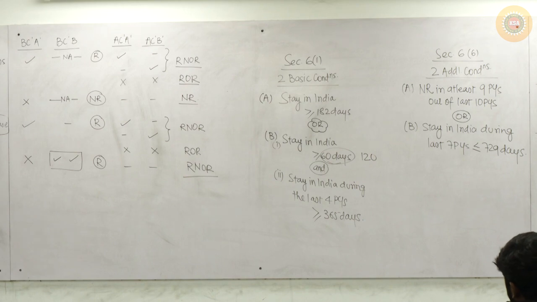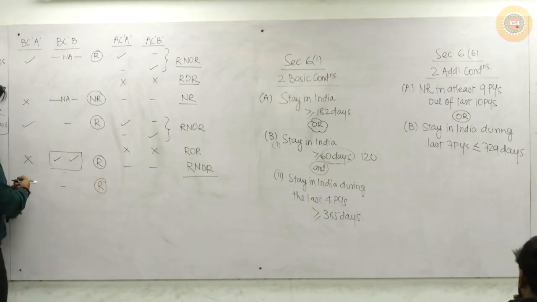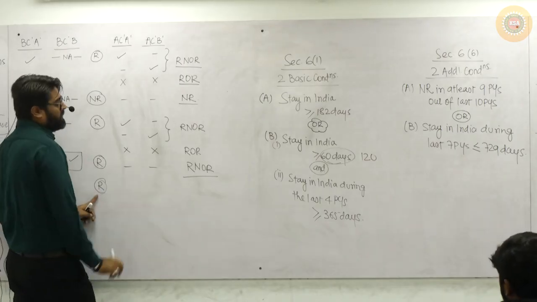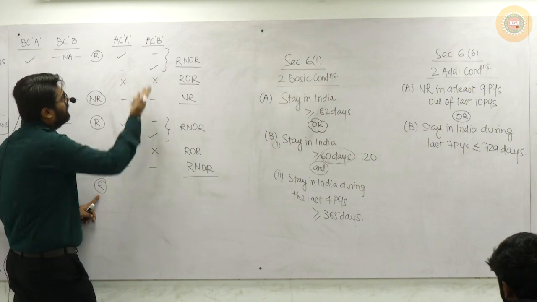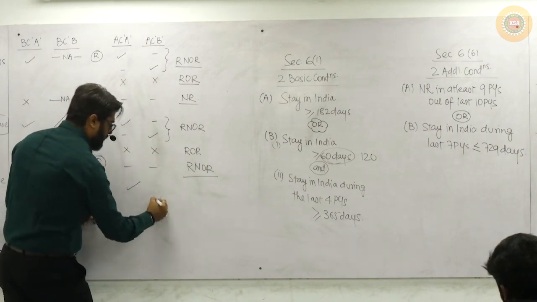Got it, sir? Now tell me, special case is over, 3 exceptions over. Now we are going to write the normal case. In normal case, basic condition A satisfied. Will you go and check basic condition B? No need to check. Basic condition B is applicable, but no need to check. Why? Because you are already becoming a resident by satisfying basic condition A. Now, after satisfying basic condition A, you are becoming a resident. Will you check additional conditions? Copy paste. Additional condition A satisfied or additional condition B satisfied.